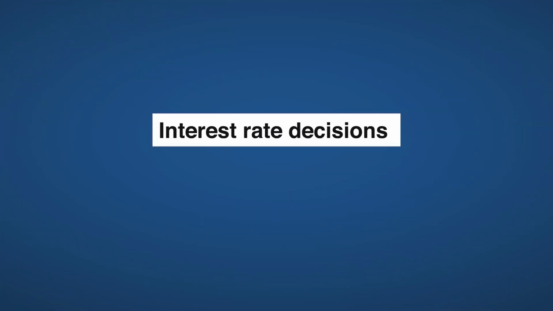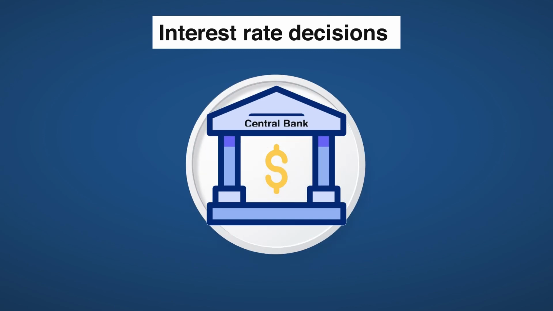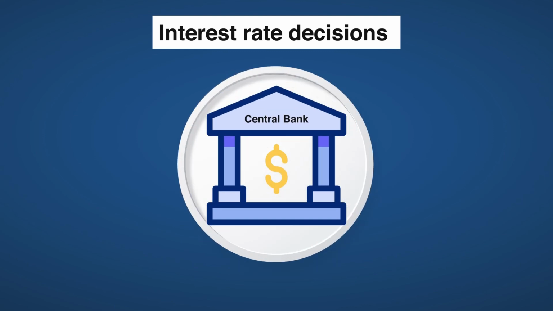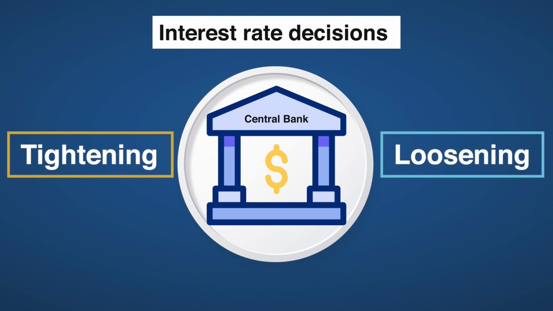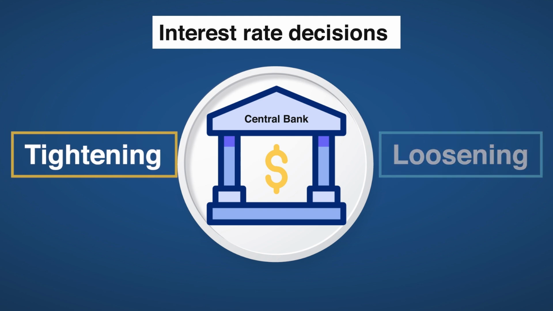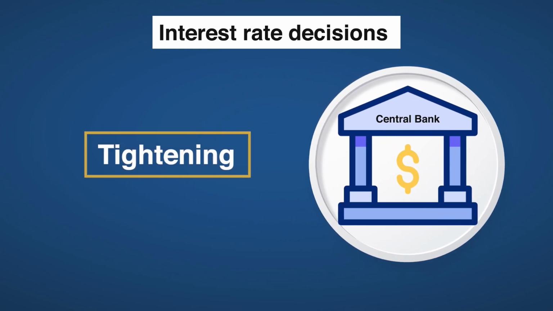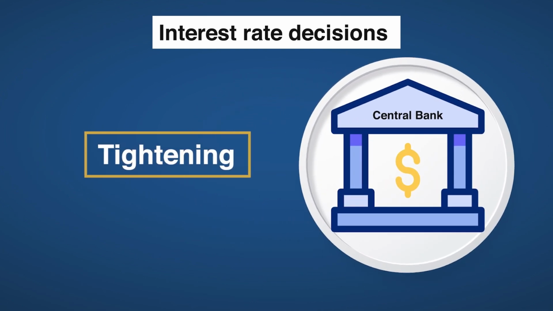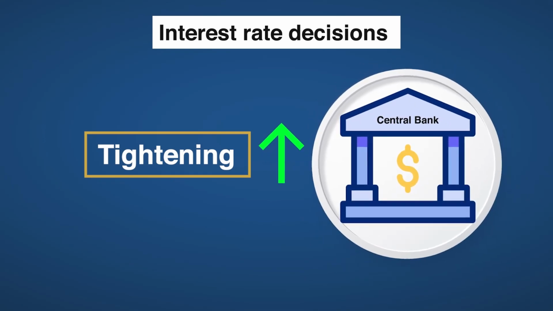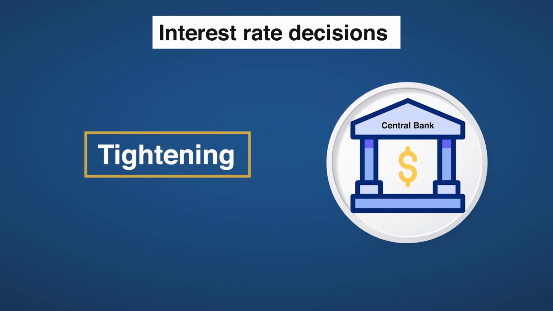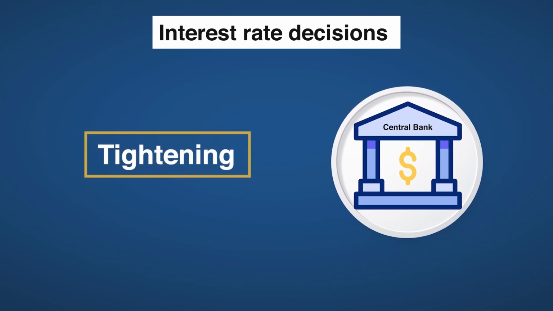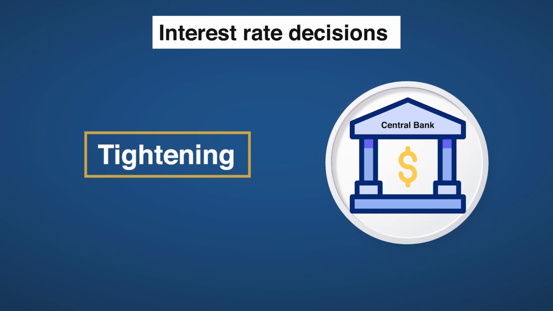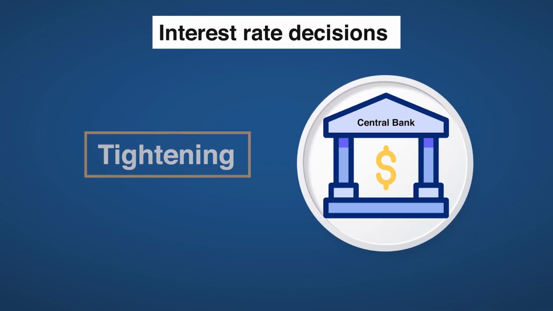Interest rate decisions. Now, central banks tend to do two things, and this is known as tightening or loosening. When the economy is booming, or if inflation is high, a central bank will look at increasing interest rates. This is known as tightening. They do this as they feel the economy is performing and to encourage us to start saving our money due to the higher interest rates.